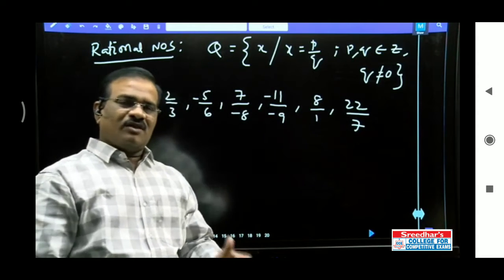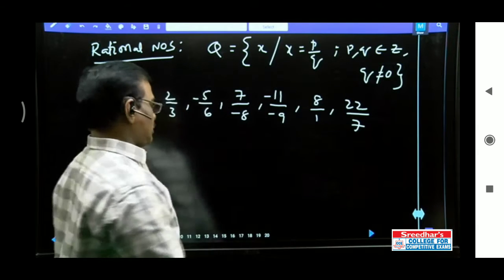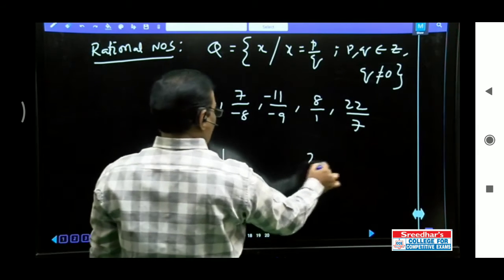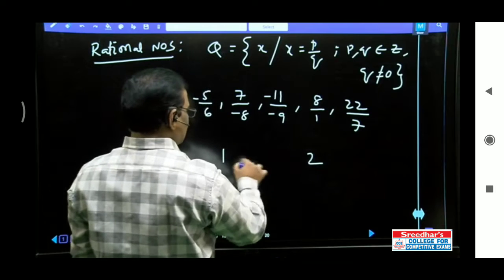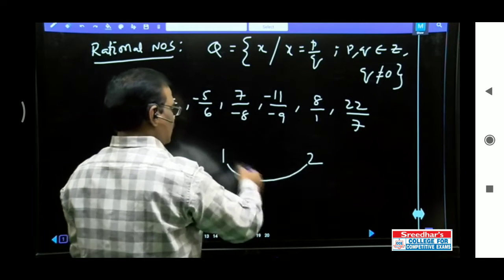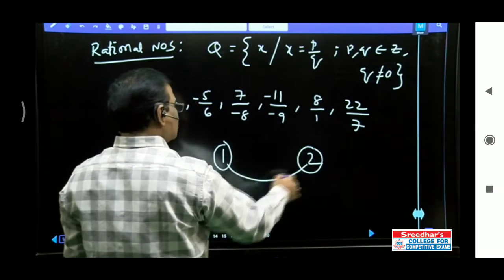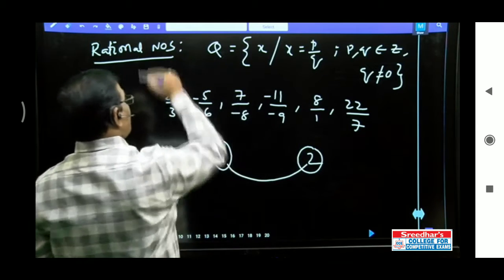Between two integers, there are infinitely many rational numbers. If we take two integers, 1 and 2, in between these two integers there are infinitely many rational numbers, that is, numbers in p by q form. So 1 is an integer and 2 is another integer. Between any two consecutive integers, there exist infinitely many rational numbers.